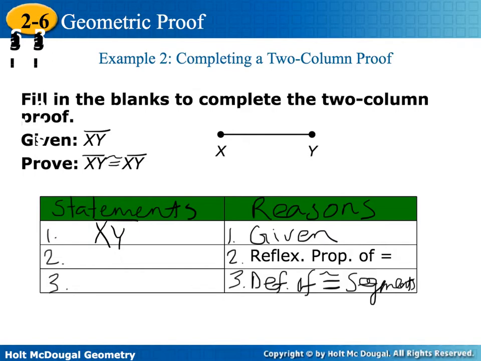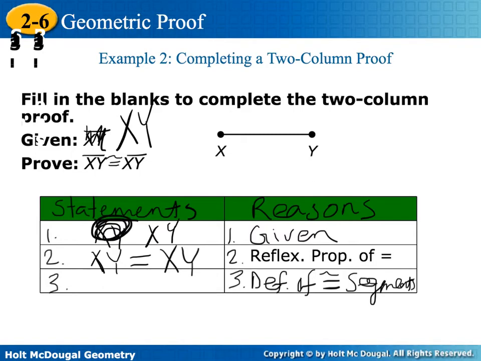All right, and now we have to say what's the reflexive property. So XY is equal to XY because of the reflexive. And I believe that this is just supposed to be XY. That's not a segment XY. So down here then, we would just write XY, not the segment. So XY is given. XY equals XY is the reflexive.